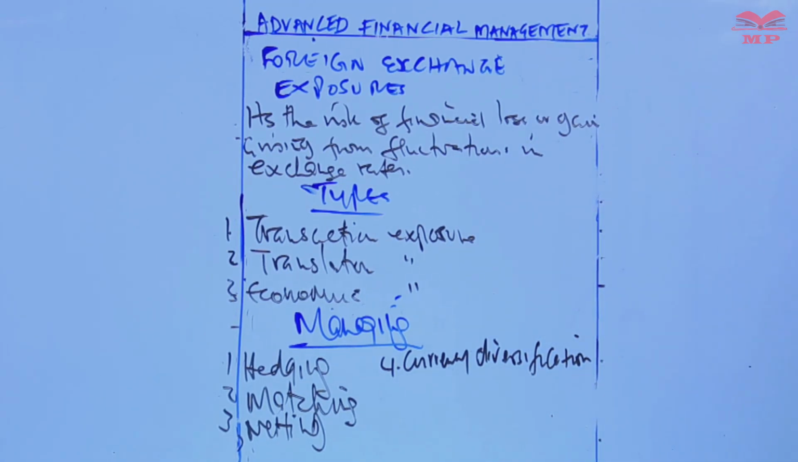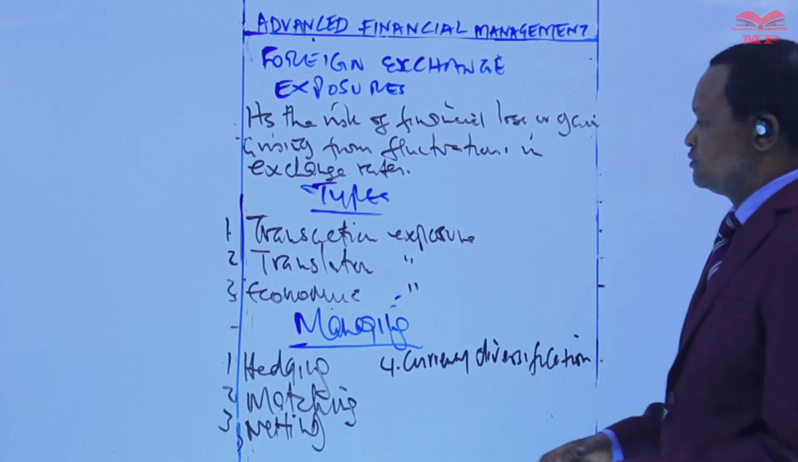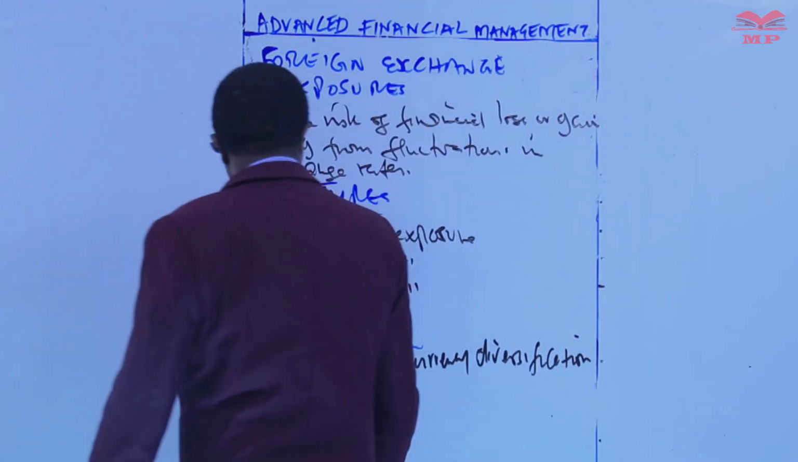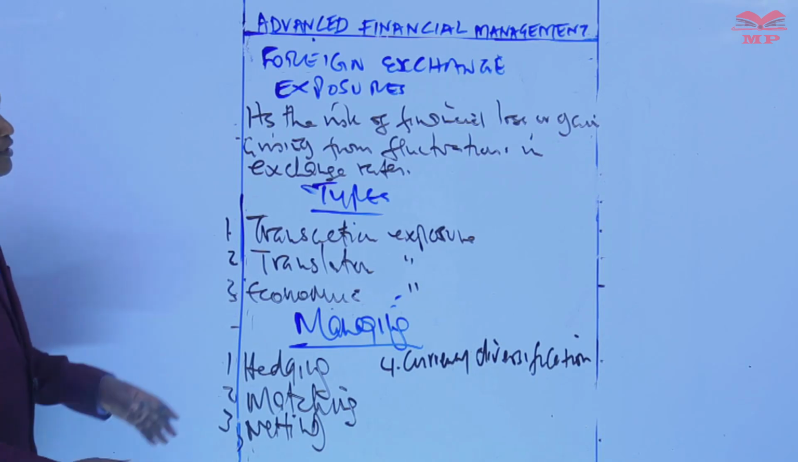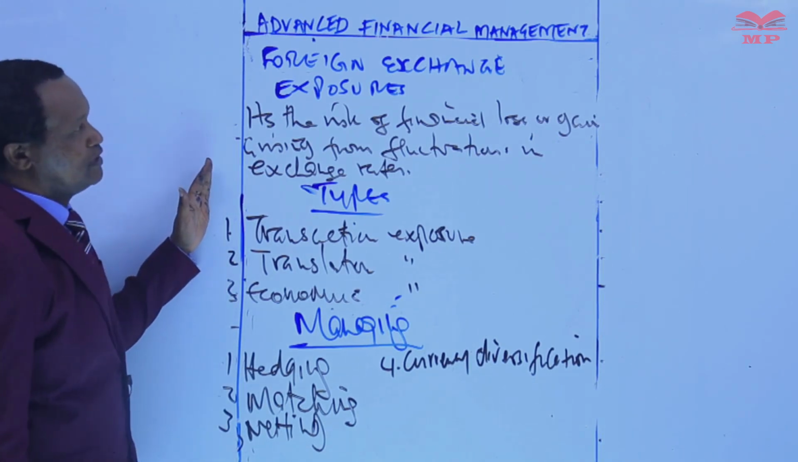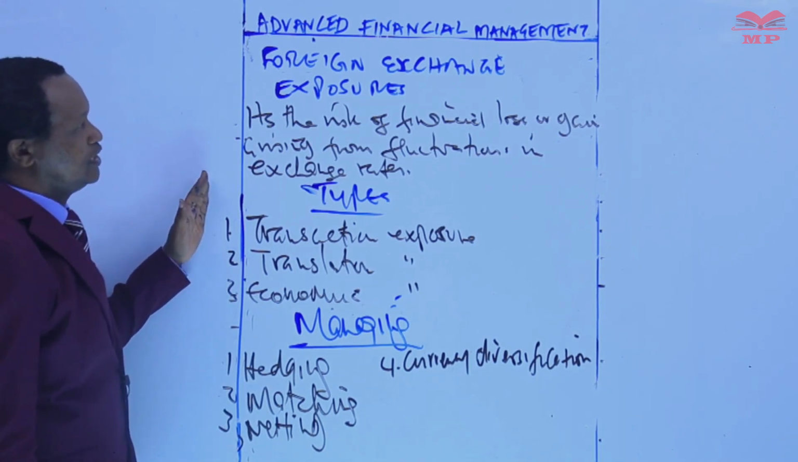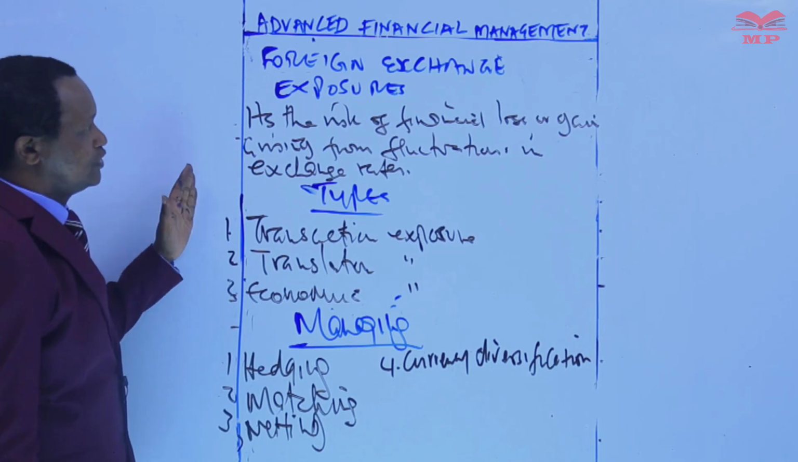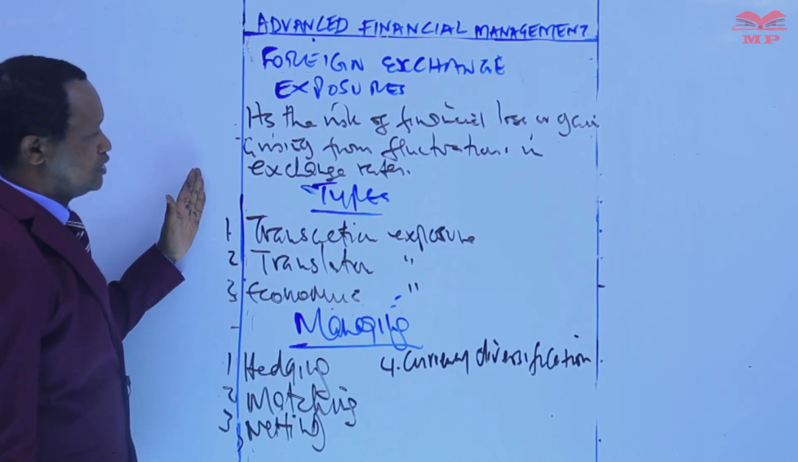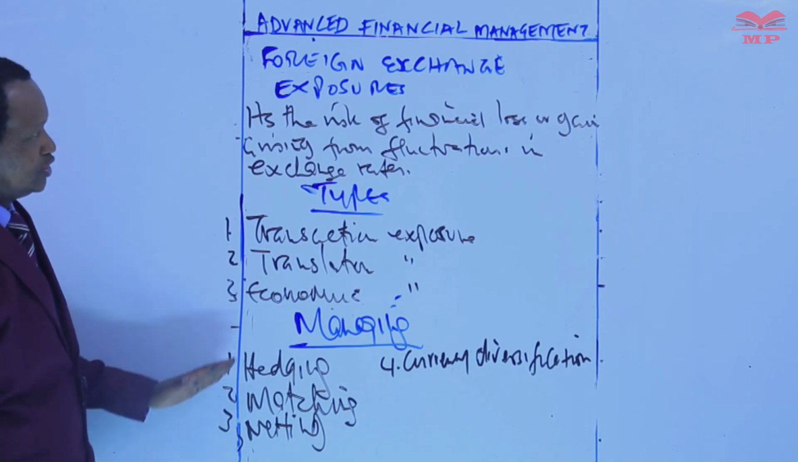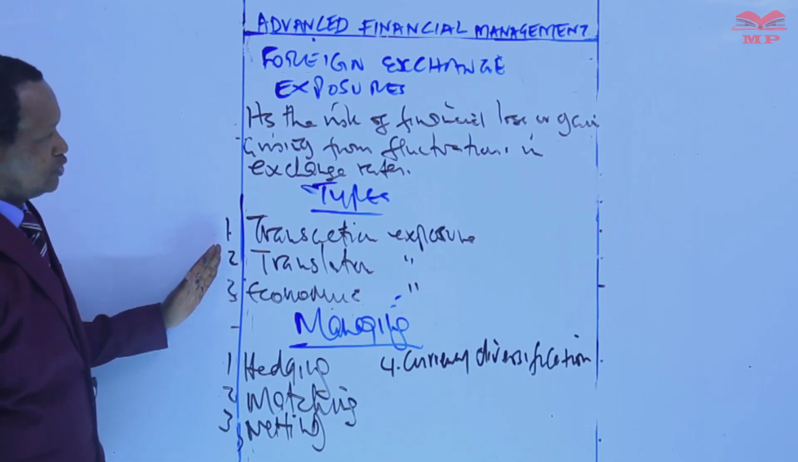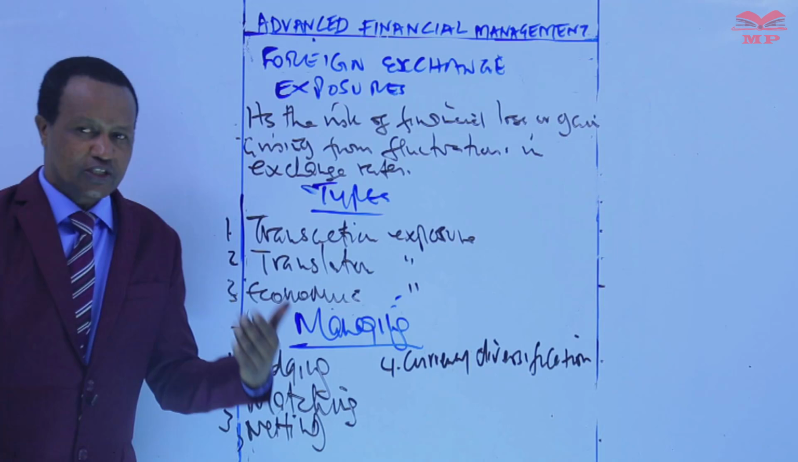You understand, candidates? We are trying to simplify this, to demystify, using non-technical terms to define technical terms. Candidates, foreign exchange exposure, these are types, and these are ways to manage the risk of financial loss that may arise from fluctuations in exchange rates.